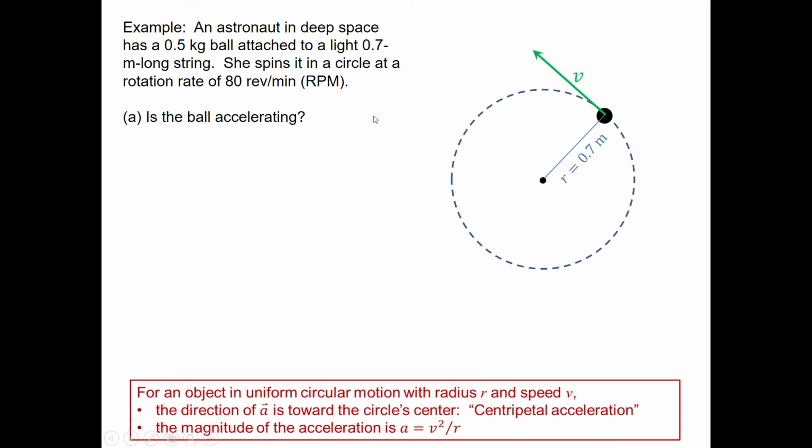Question A, is the ball accelerating? Well, yes, it's in uniform circular motion. An object that's in uniform circular motion is certainly accelerating. Its velocity vector is changing. If your velocity vector is changing, you're accelerating. What is its acceleration? Well, we know the direction. It's toward the center of the circle, so we're interested here in the magnitude of its acceleration. Maybe I should have said that more explicitly. Well, the magnitude of the acceleration is v squared over r, and we know what r is. It's 0.7 meters. So the only challenge here is to find v, and it seems to be related to this 80 RPM that we're given up here.